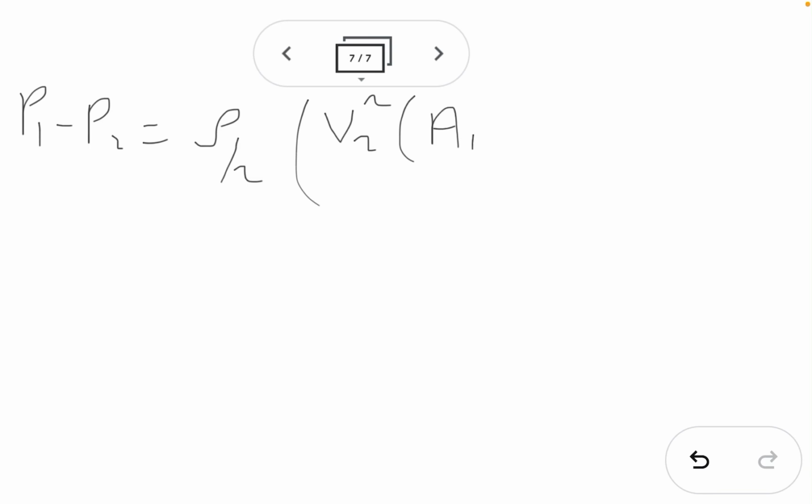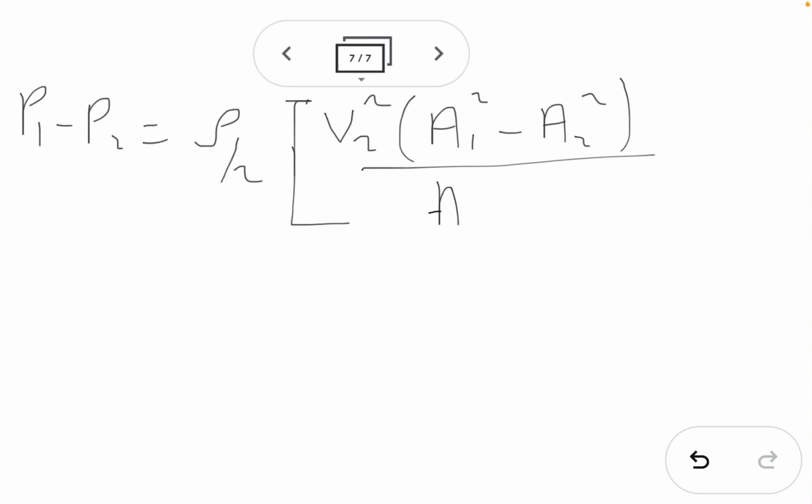We are going to remain with P1 minus P2 being equal to rho over 2 multiplied by V2 squared times A1 squared minus A2 squared. Let me just use brackets here. All right, over A1 squared.